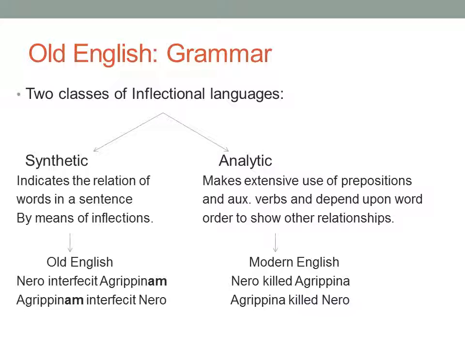Therefore, Old English is generally considered to be a synthetic language, in terms of its relationship of words in a sentence by means of inflections. On the other hand, we have what we call an analytic language. An analytic language makes extensive use of prepositions and auxiliary verbs and depends upon word order to show other relationships. So here, what is more important is the word order. We can see in the examples, like Nero killed Agrippina and Agrippina killed Nero, these are distinct sentences with two absolutely different meanings.